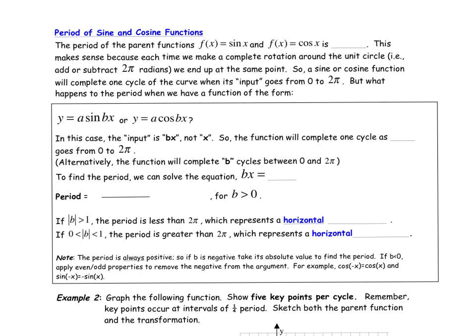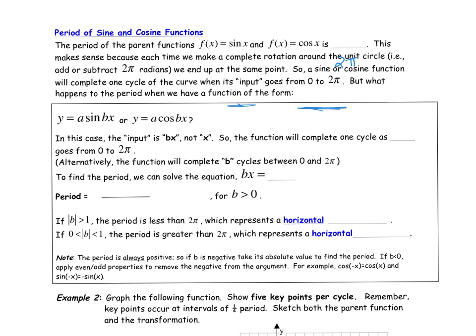Okay, the period of the parent functions for sine and cosine is 2 pi. That makes sense because each time we go around the unit circle, we arrive back at where we started. That will create one full cycle. So a sine or cosine function will complete one cycle when its input goes from 0 to 2 pi. That's for the parent function.